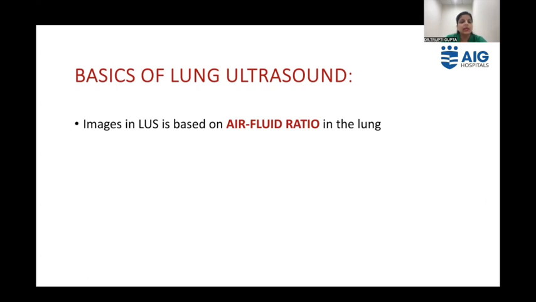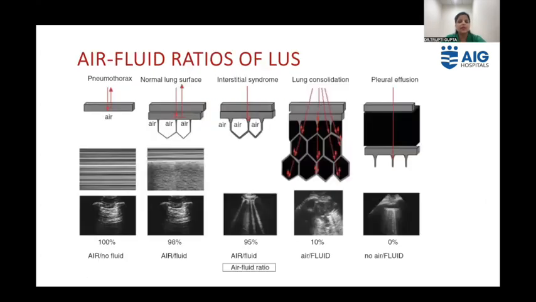Now coming to the images, lung ultrasound is based on the air fluid ratio in the lung. So this picture will summarize it. The first one is a pneumothorax. We know that in pneumothorax, there is only air and there is no fluid. What happens is that the ultrasound beam keeps on moving back and forth because of the presence of lots of air, and we get all A lines till the greater depth with no lung sliding. Second one is the normal lung, where we have air as well as fluid. What happens is that we have a normal A line pattern followed by the lung sliding.